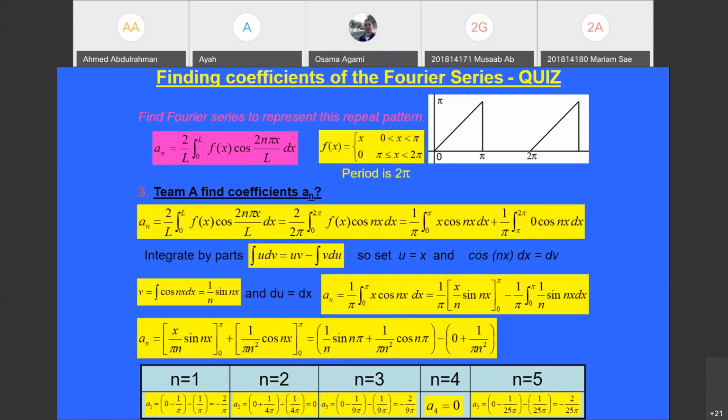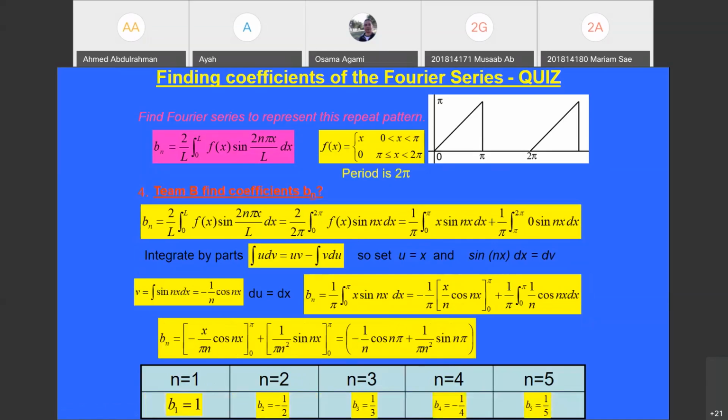What is the Bn? Here is the Bn, right? This is its coefficient. Also using your calculator, you can find B1 as we used to do, and B2, B3, B4 and B5, which is more than enough.